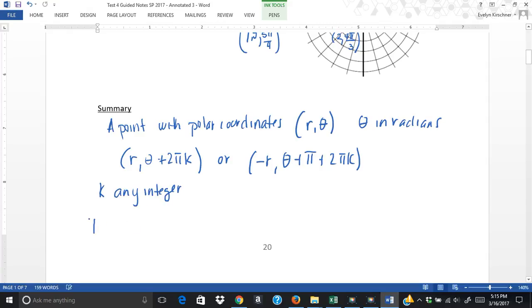The polar coordinates at the pole are 0, theta, and theta can be any angle because the distance is 0, so it's just at that pole.